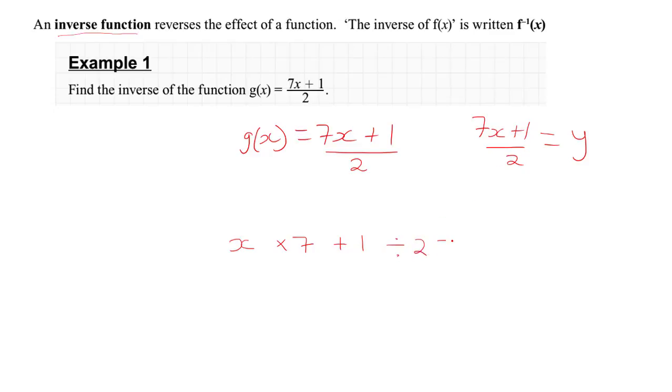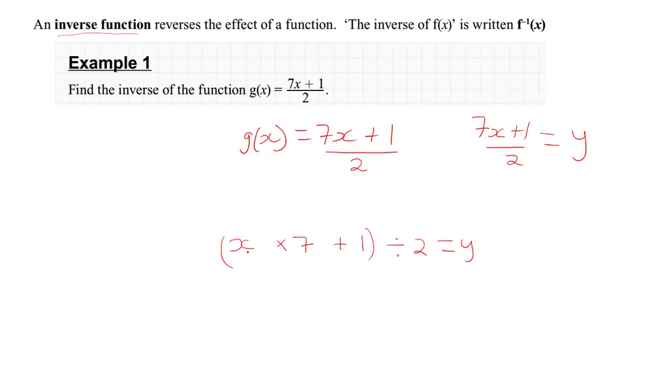The answer becomes y. So simply put, think of a number, times it by 7, then add 1 to it, and then the answer you get, if you want, you can put a bracket there, you divide by 2, and the answer is going to be y.